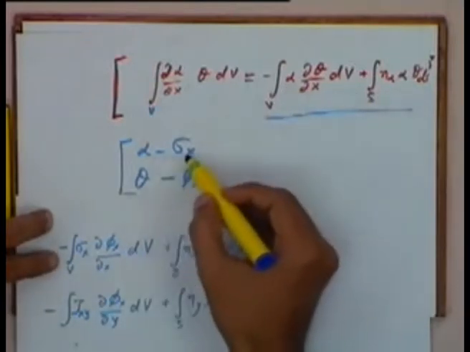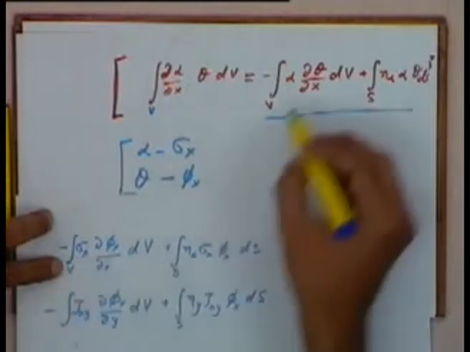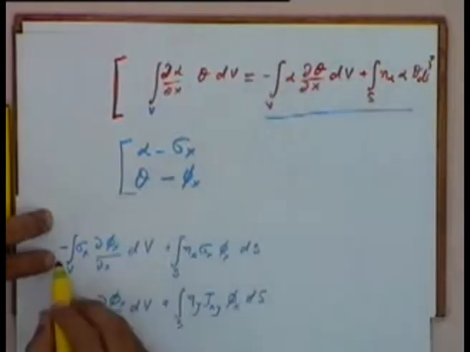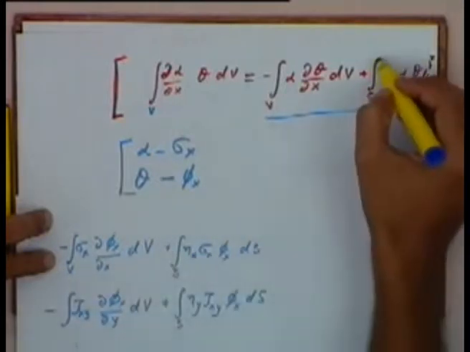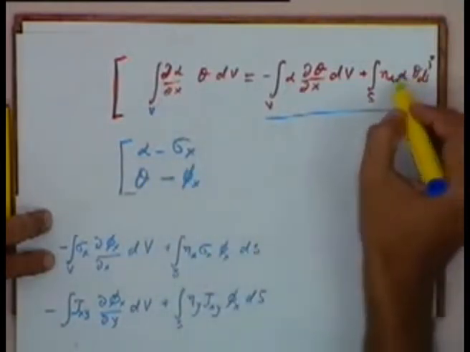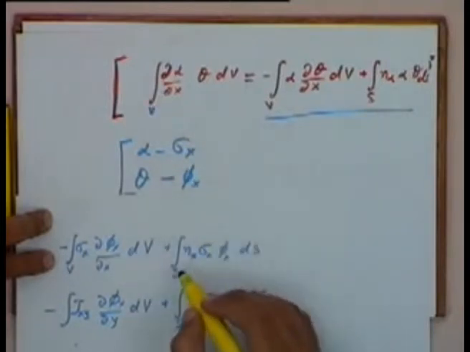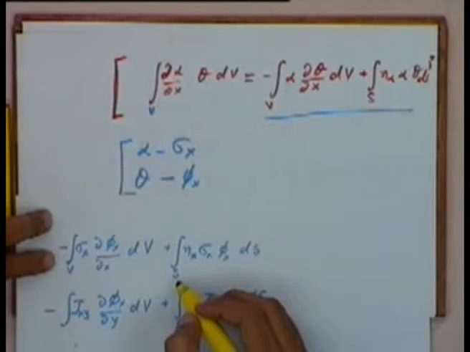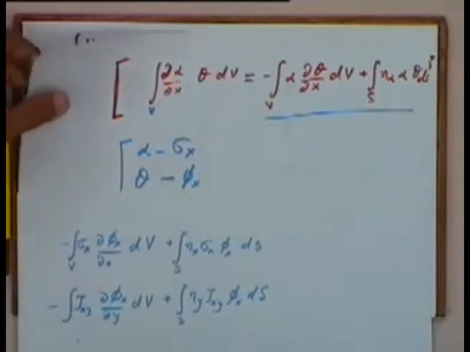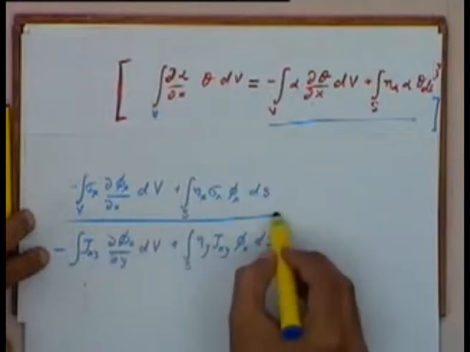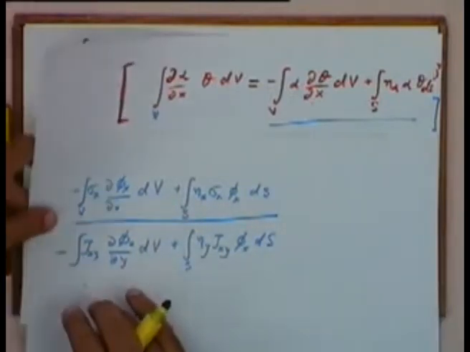In this expression, instead of alpha I have put sigma x. So I get the integral of sigma x, and instead of theta I am putting phi x, so del phi x by del x times dv, the volume integral of that with the minus sign, plus the surface integral of n alpha alpha theta ds. Now n alpha in this case will become nx, alpha is the same as sigma x, theta is the same as phi x. So nx sigma x phi x multiplied by ds, and the surface integral of that. So the first term in the expression can be simplified to this expression.